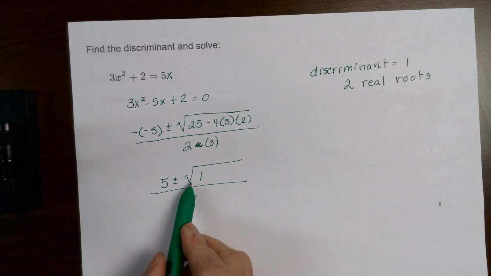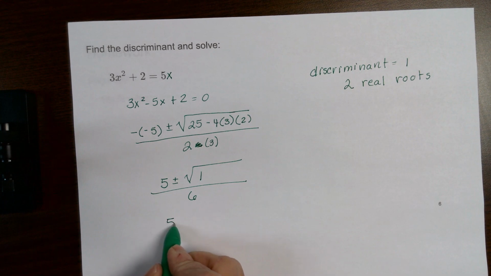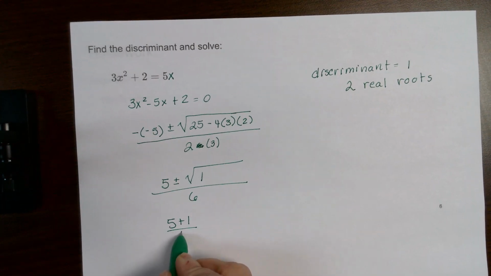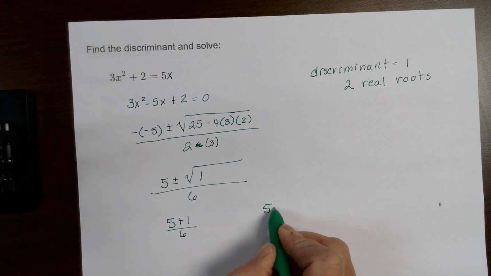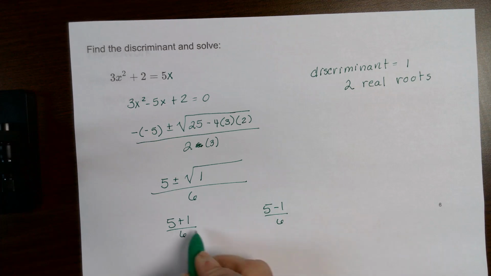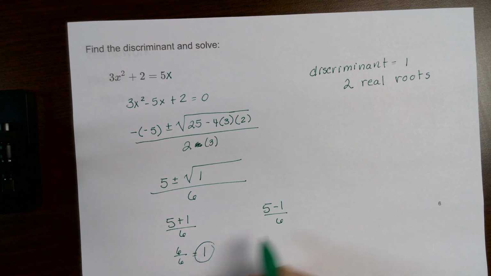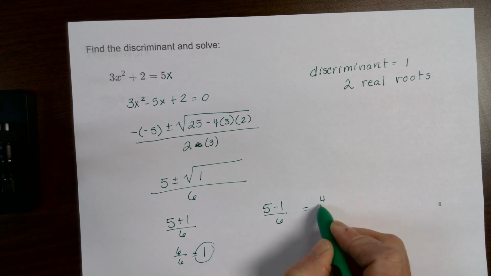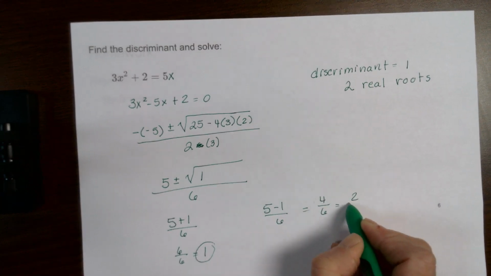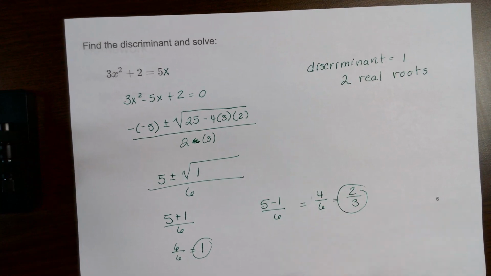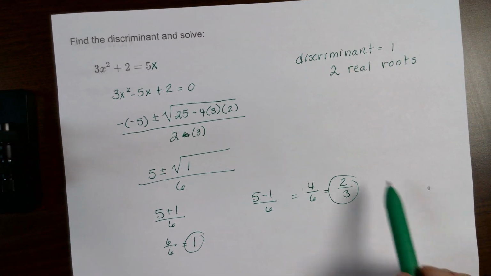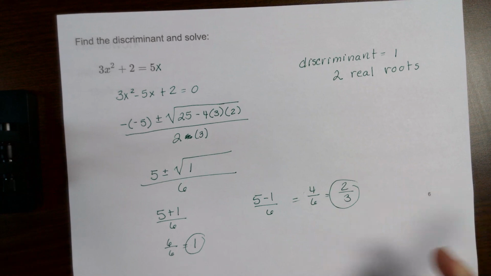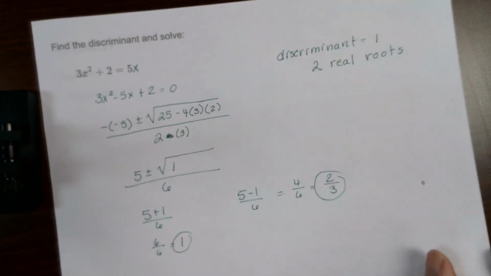Okay, to find out what they are, the square root of 1 is 1, so I have 5 plus 1 over 6, and I have 5 minus 1 over 6. So this is going to give me a 6 over 6, or a 1, and this is going to give me a 4 over 6, or a 2/3. Okay, so those are your two real roots, the 1 and the 2/3.